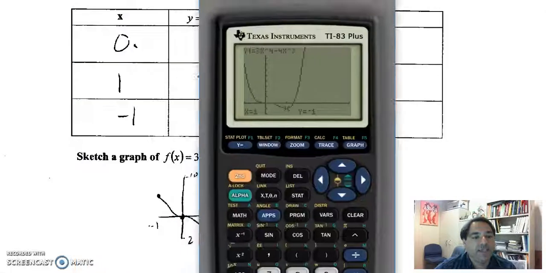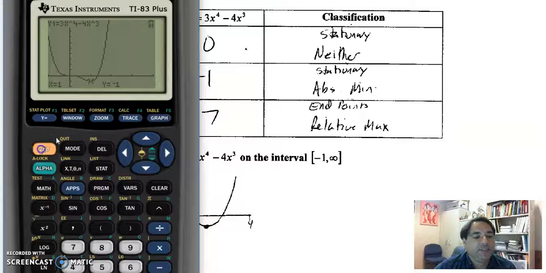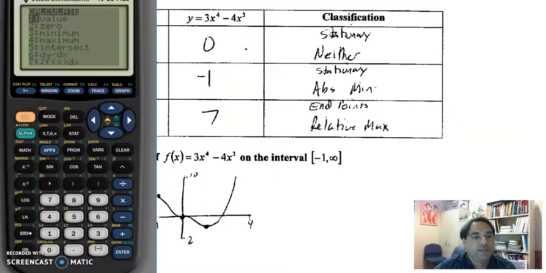And then we type in the last value, which is -1. So second trace, number 1 for value, type in -1. And there's that -1, 7. There's nothing to the left, but to the right is lower, therefore it's a max. But it's not the highest because the graph goes up forever, so that would be a relative max.